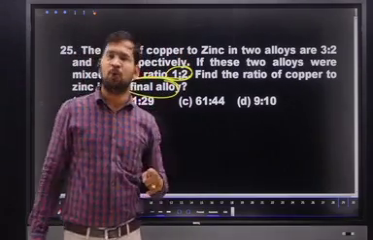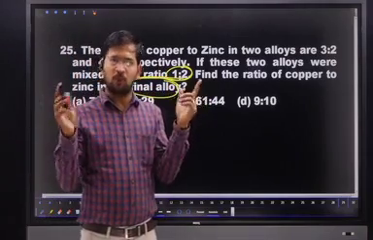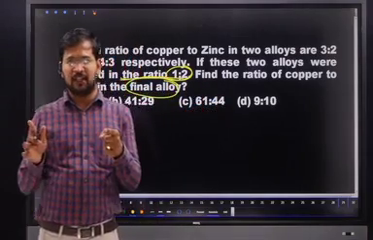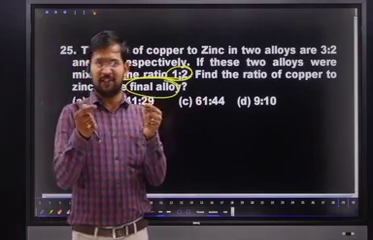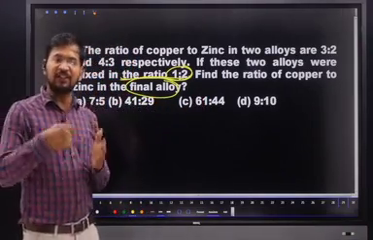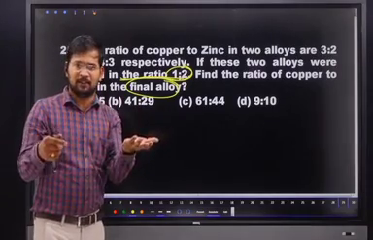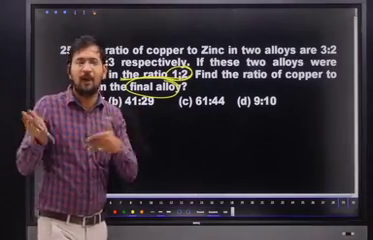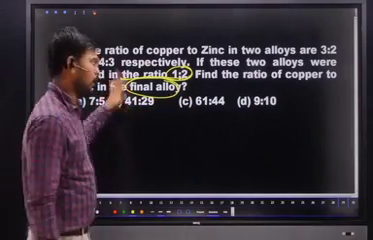In the previous two questions, they gave the ratio of two varieties and the mixture ratio, and they asked in what ratio we are going to mix those two varieties. But here the question is different. They have given the ratio in which they mixed, and they're asking in the final mixture what is the ratio of copper to zinc.